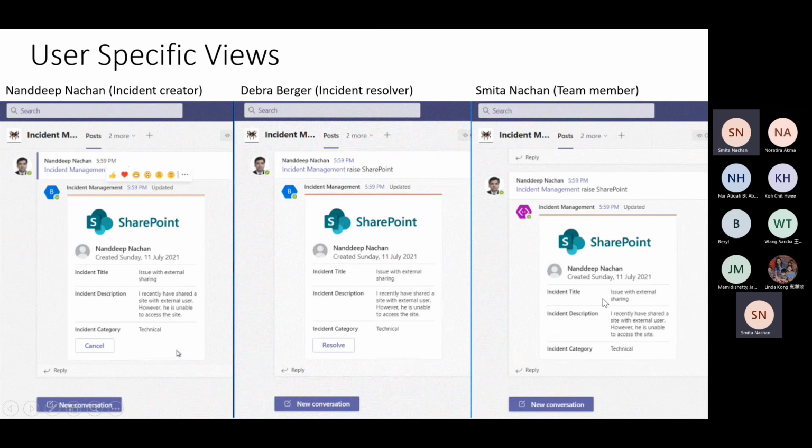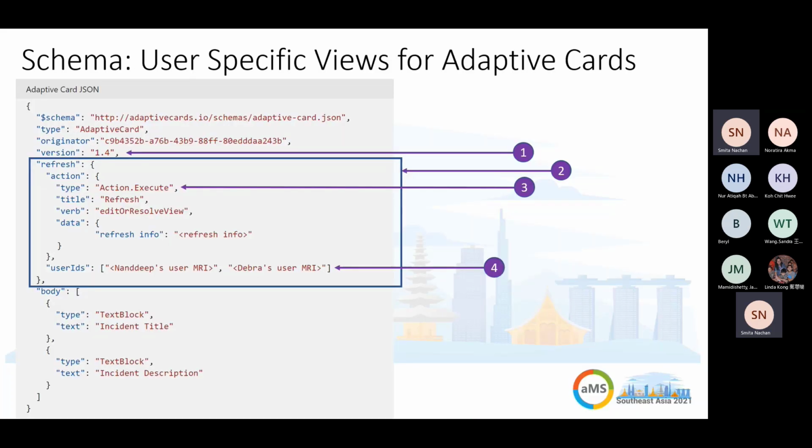And then on the right-hand side, we just have one team member who will just monitor this entire conversation. He or she is not responsible to take any action, either edit the incident or resolve the incident. In that case, that user should only get a read-only kind of view. So this is something called a user specific view. Now let's see how we will be able to achieve that. For this, we have something called a schema, which is the user specific views for the adaptive cards.